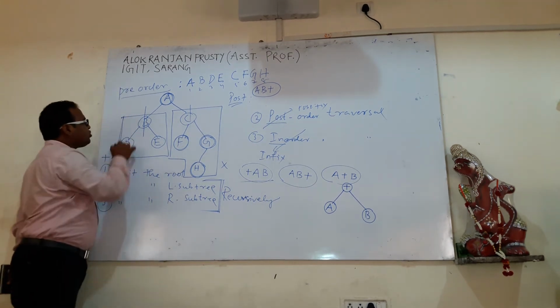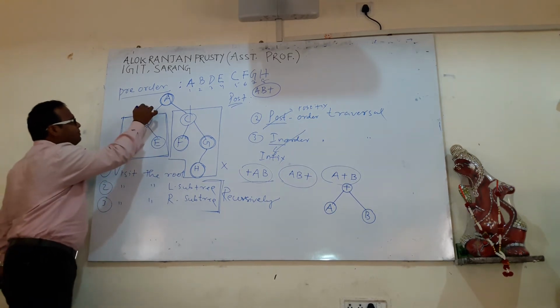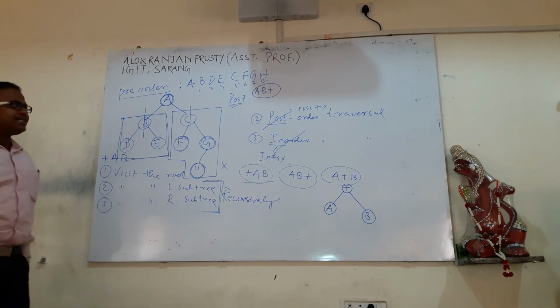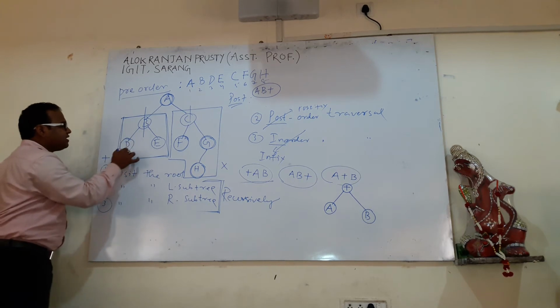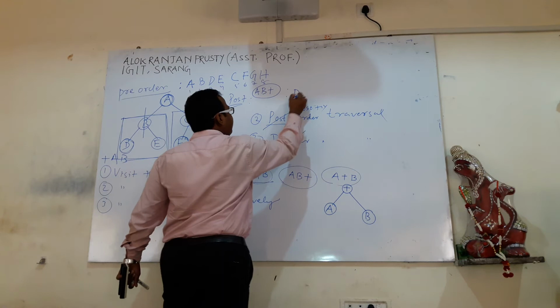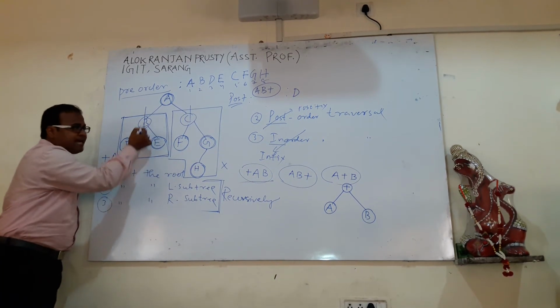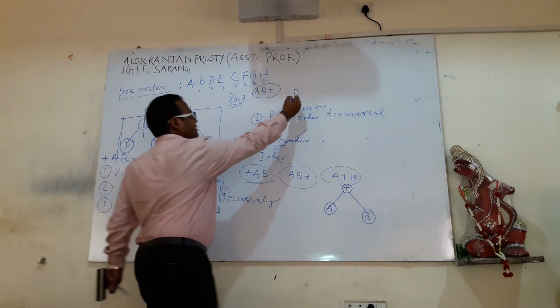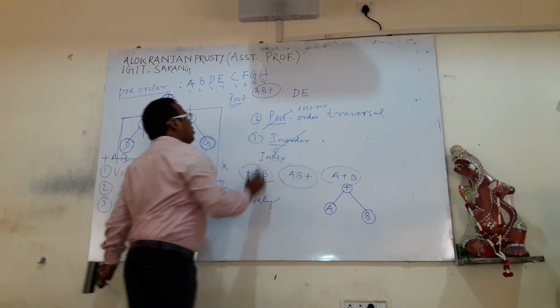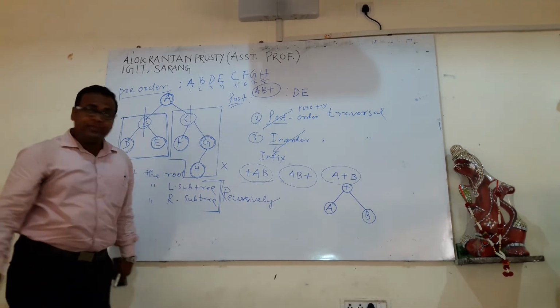That means first we have to visit the left subtree. In the left subtree we are having another tree, right? So we will first visit what? The left of left subtree. So we can write D first. Then after the right part of this B rooted tree, that is E. Once this has been completed, we will go for the root node, that is B.